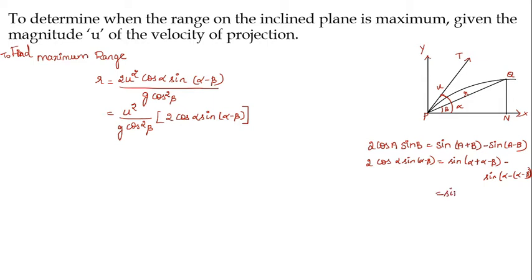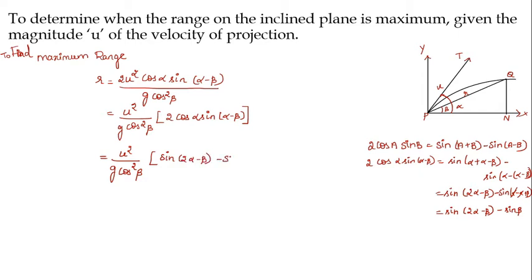So this will be sine of alpha plus alpha, which is 2 alpha, minus beta, and this will be minus sine of alpha minus alpha plus beta. The plus alpha and minus alpha get cancelled. Finally, you get sine of (2 alpha minus beta) minus sine beta. So I can rewrite the equation as u square by g cos square beta into [sine of (2 alpha minus beta) minus sine beta]. I can mark this as equation 1.